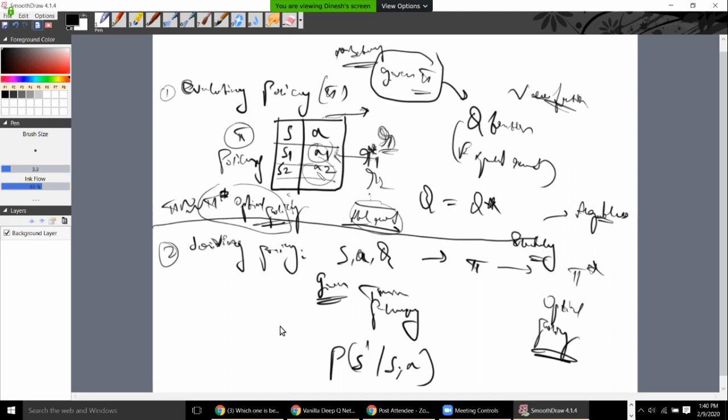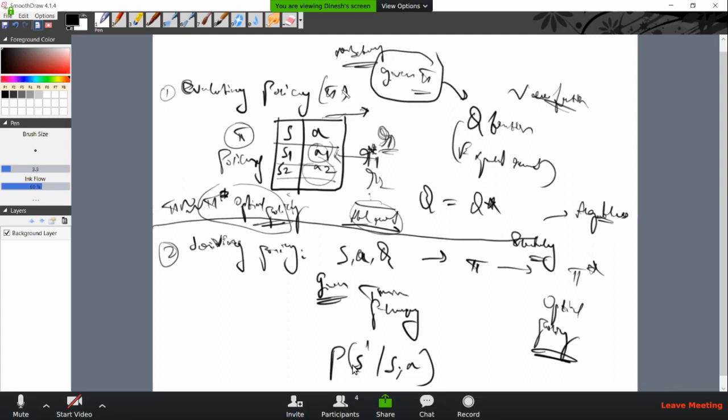We don't care about pi star or whether it is optimal or not. We are just running it. Evaluating does not mean trying to find what is wrong with the policy. Evaluating is nothing but calculating. It is just a calculation of what the total reward is.